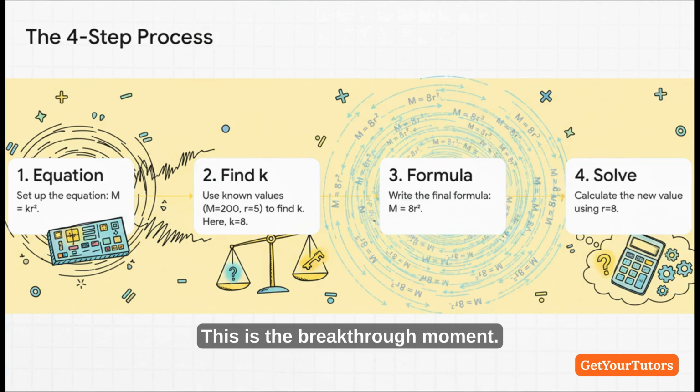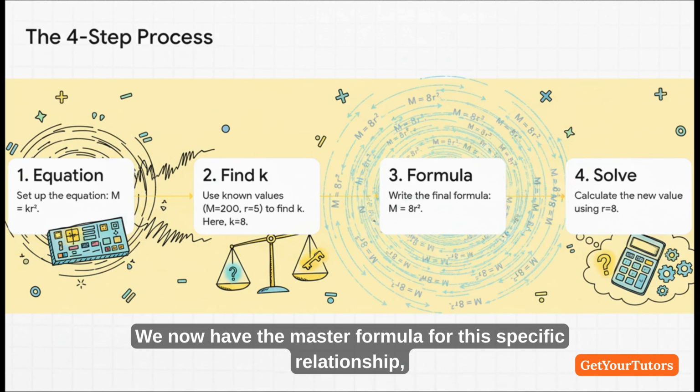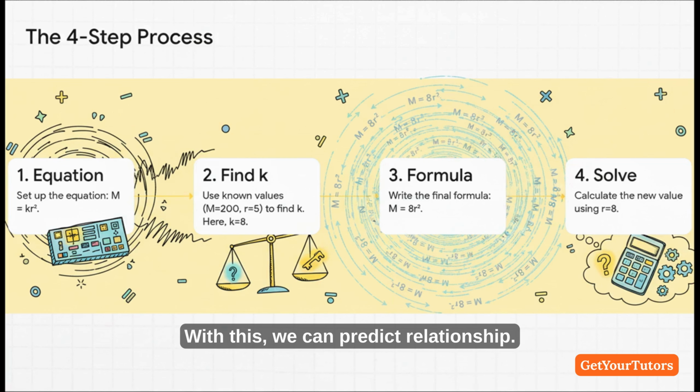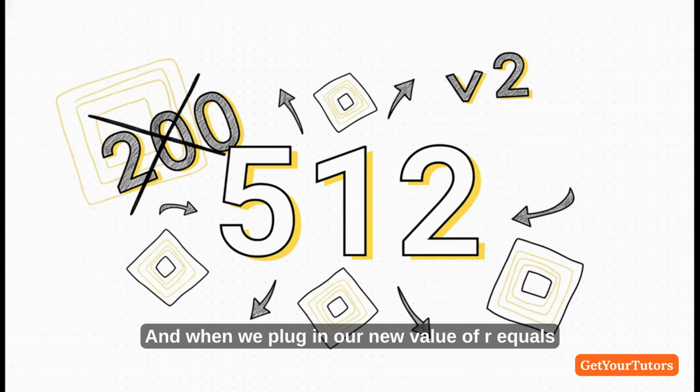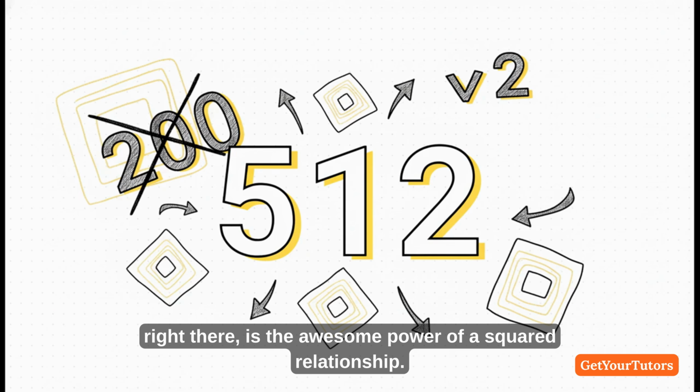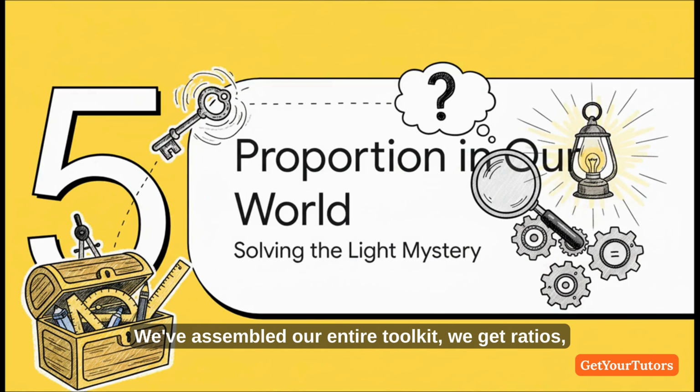This is the breakthrough moment. We now have the master formula for this specific relationship. m equals 8r squared. With this, we can predict anything. And when we plug in our new value of r equals 8, we find that m is 512. Wow, that's a massive jump from 200. That, right there, is the awesome power of a squared relationship. We've done it. We've assembled our entire toolkit. We get ratios, and we've finally found the secret key of proportion.